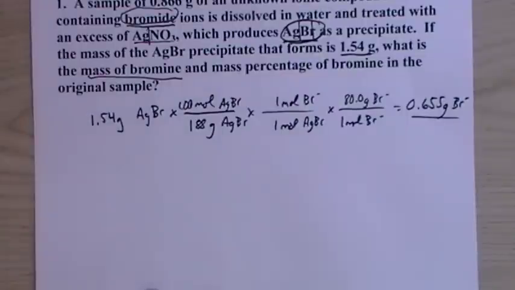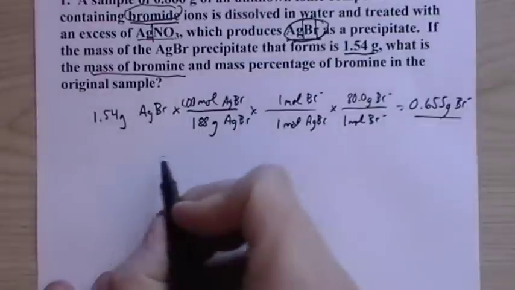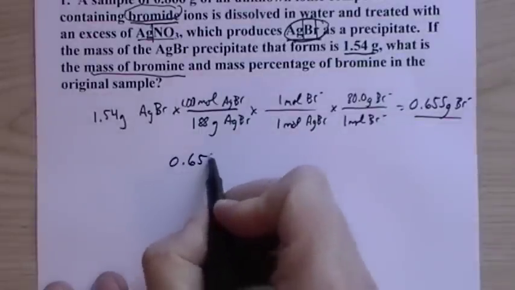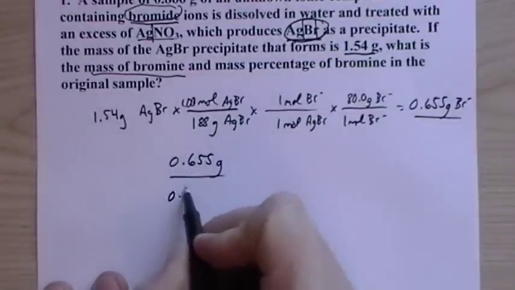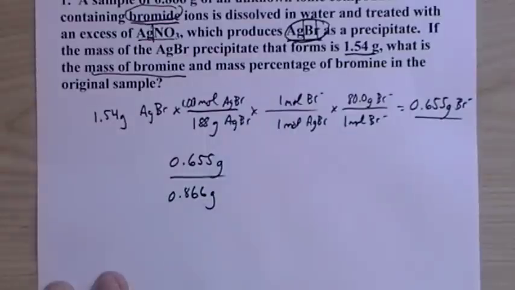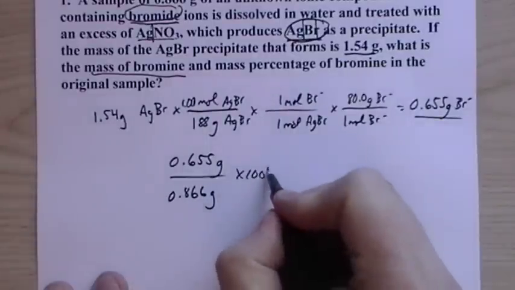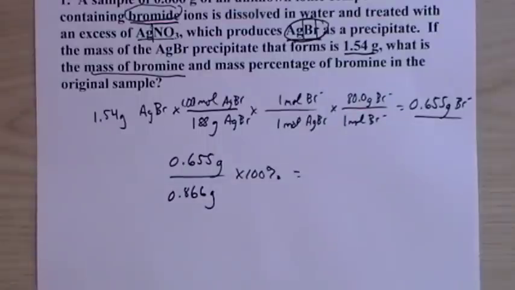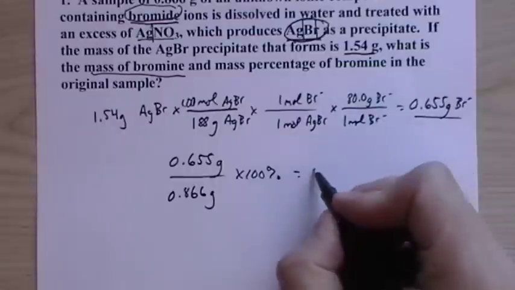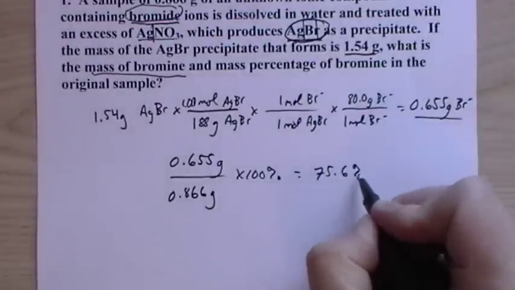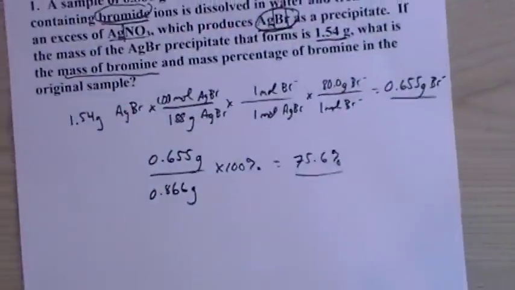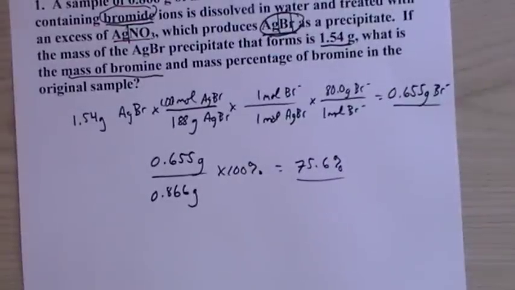So in the original sample, that's how much bromine was present, and then the mass percentage is just the mass of the bromine divided by the total mass of the unknown times 100%. So 0.655 divided by 0.866, and we come up with 75.6% by mass. So 75.6% by mass of that sample was bromine.